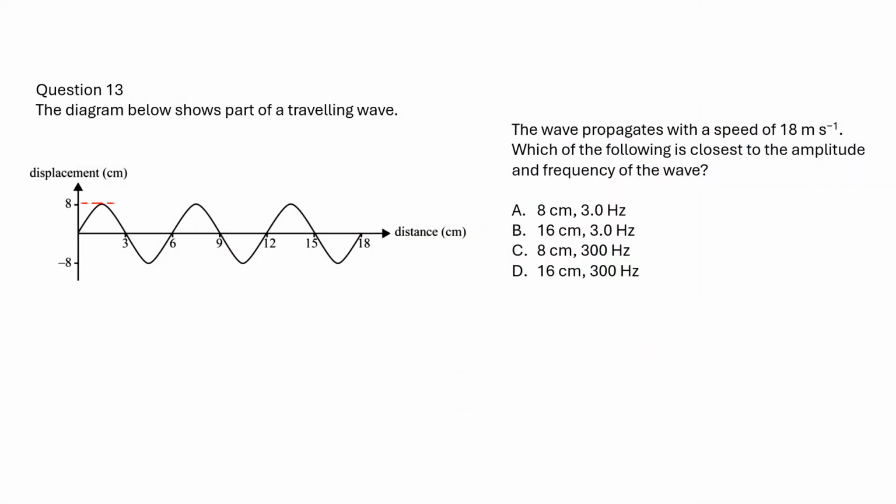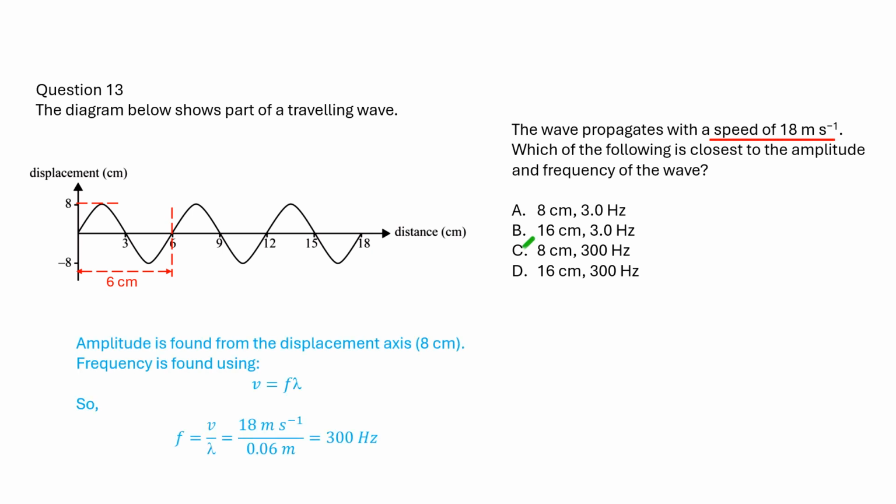The amplitude is 8 centimeters. The wavelength is 6 centimeters. We know the speed of the wave. So, we calculate the frequency by the wave equation. Please note that the unit of wavelength must be converted into meters.